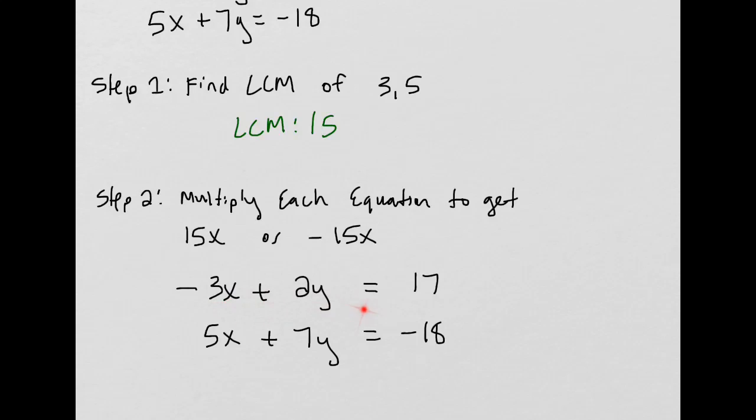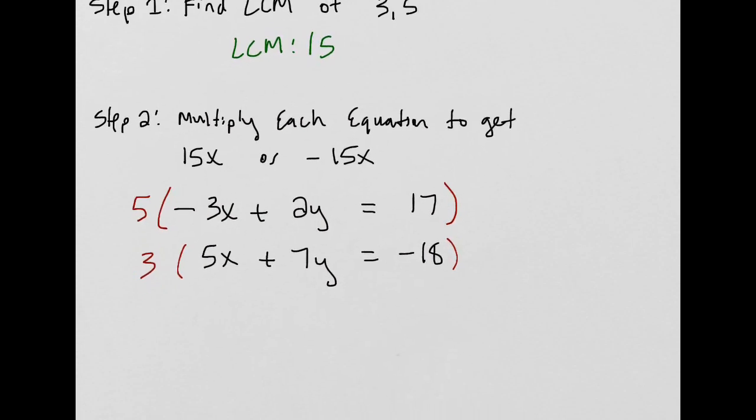Okay, so I've just written out both of our equations, and then I've written out our steps. So what we're trying to do is make this one into a negative 15x, and make this one into a positive 15x using multiplication. To do that, I'm going to take the first equation and multiply both sides by 5, because 5 times negative 3 would give me negative 15. The second equation, I'm going to multiply both sides by 3, because 3 times 5 would give me positive 15.